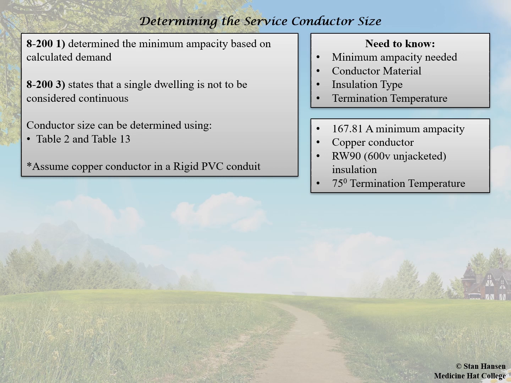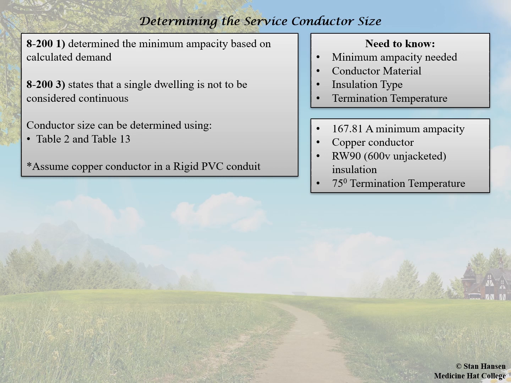So 8200 subrule 1 told us to determine the minimum ampacity based on calculated demand. 8200 subrule 3 states that the single dwelling is not to be considered continuous, so we don't have to worry about any continuous rules here. Therefore, we can take our calculated ampacity directly to table 2, and then we can figure out our conductor size. We are going to assume copper conductor in a rigid PVC conduit.